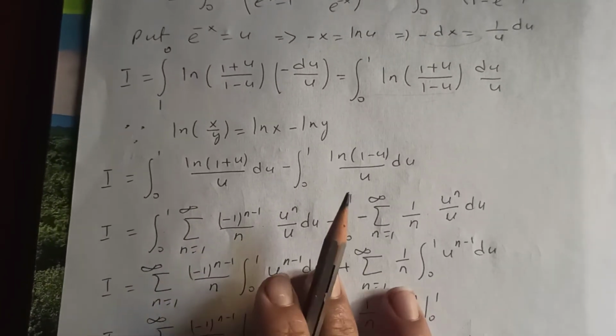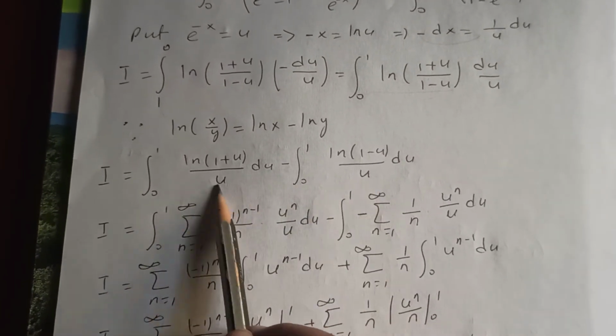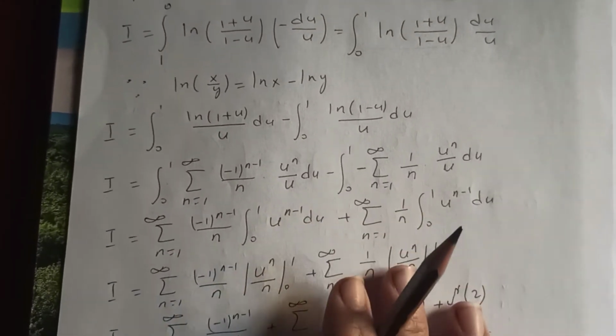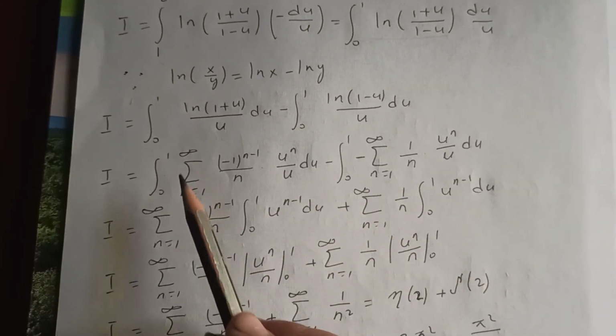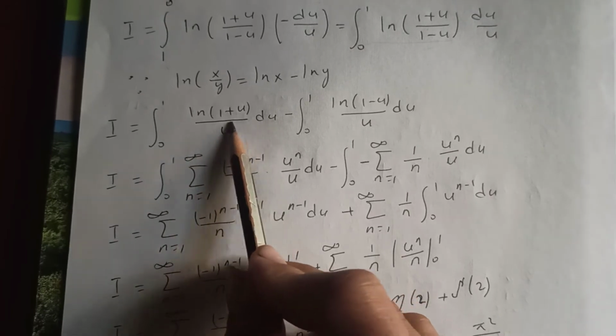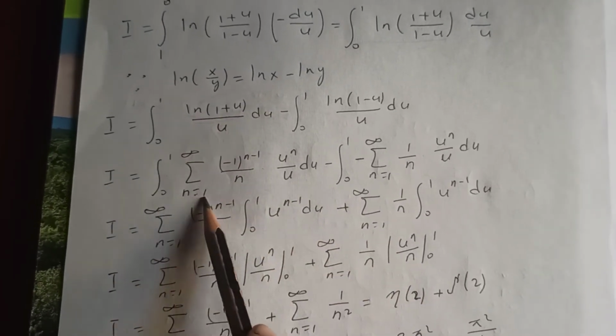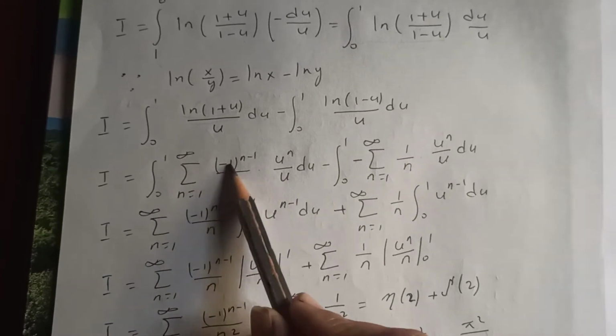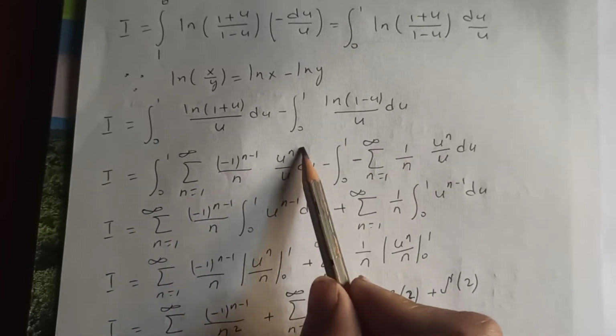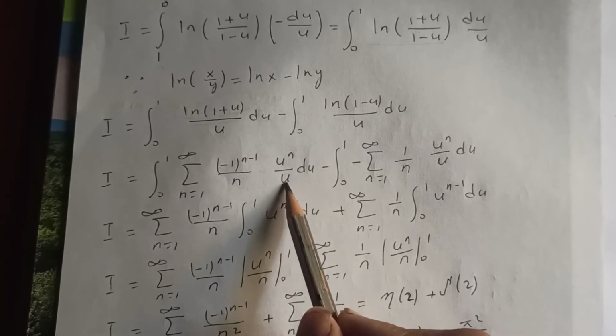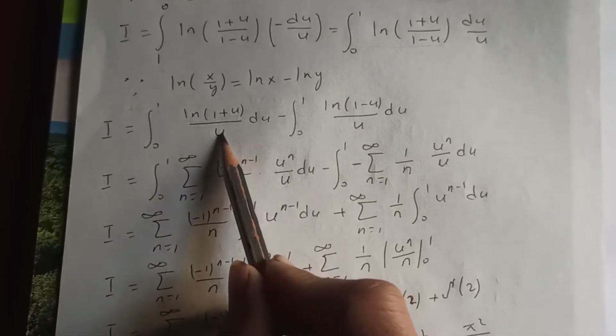These two integrals, I think we have evaluated already. Anyway, let's evaluate them here again. I is equal to the integral from 0 to 1. For the log, we use the series expansion. We know the sum from n equal to 1 to infinity of (-1)^(n-1) over n times u^n upon u du. This is the first one.